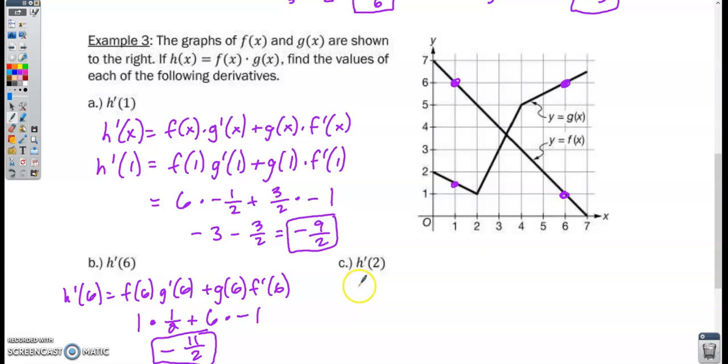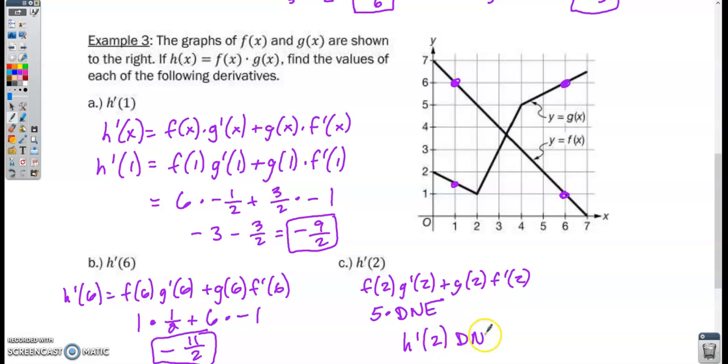And the last one, h prime of 2, is going to be f of 2, g prime of 2, plus g of 2, f prime of 2. And so we've got f of 2 is 5. G prime of 2 does not exist, and therefore h prime of 2 does not exist.